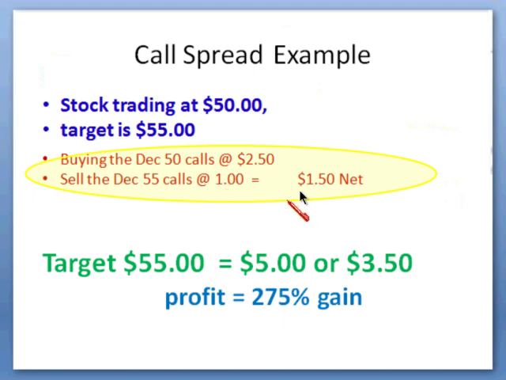Now, a lot of people ask, well, what if it goes to 60? Well, obviously you've cut off your profit potential.